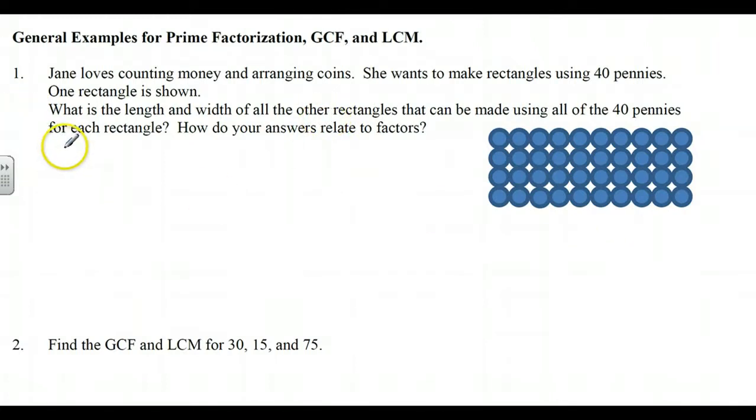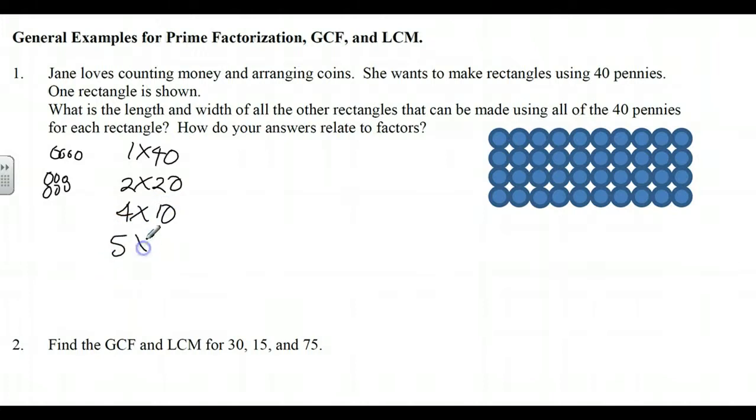So we could just go 1 and arrange 40 in a row, right? So we could say 1 times 40. Then this would be 2 times 20. We can also do 4 times 10. We can do 5 times 8. Now if we consider this the width and this the length, then we could reverse all these numbers. But a 5 times 8 rectangle is really the same as an 8 by 5. So 20 times 2, 40 by 1.